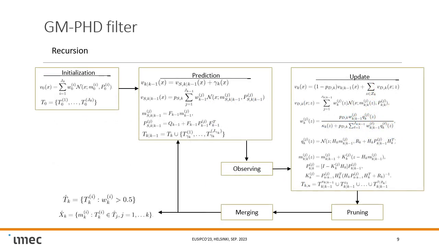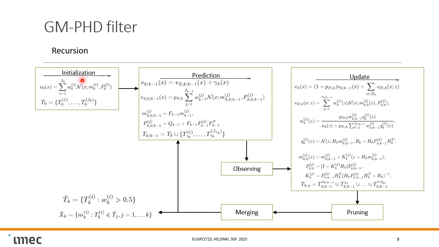And this is the flowchart or the pipeline of the GMPHD filter. It resembles a conventional multi-target tracking algorithm. It includes initialization, prediction, update, pruning, and merging steps. In the pruning and merging, the exploding number of the Gaussian components is avoided.